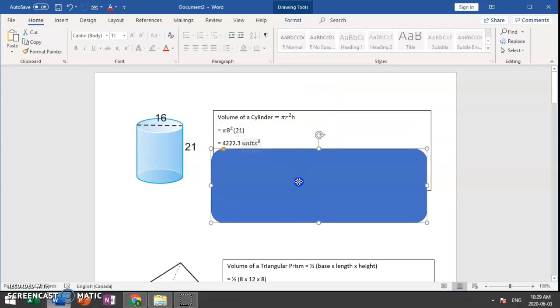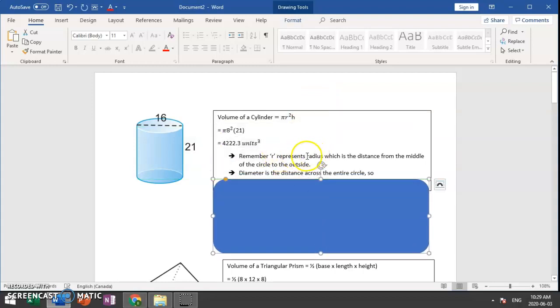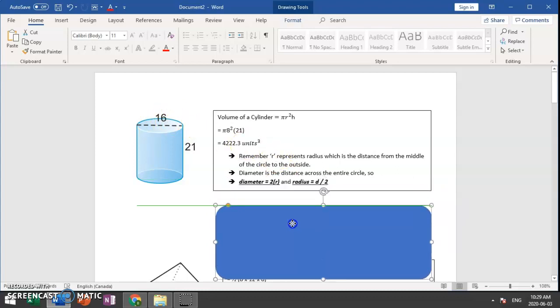What's r represent? R, like we talked about, means radius. Radius is the distance from the middle of the circle to the outside. Diameter is the distance across the entire middle of the circle. So in this picture, it's showing us our diameter, because it shows us the distance across the entire circle. Diameter is 16. We can simplify it to little equations where diameter equals 2 times the radius, or radius equals the diameter divided by 2, because the radius is half the diameter. So diameter is 16, our radius is then 8.